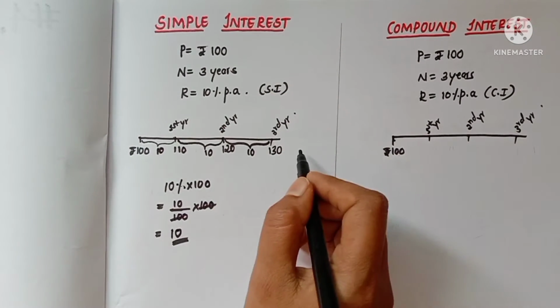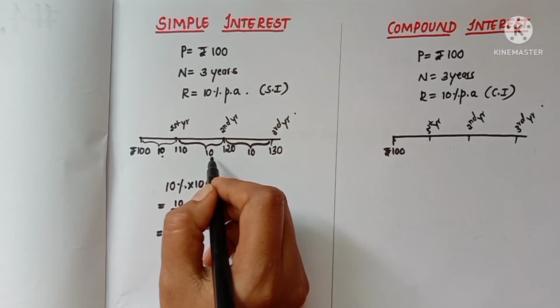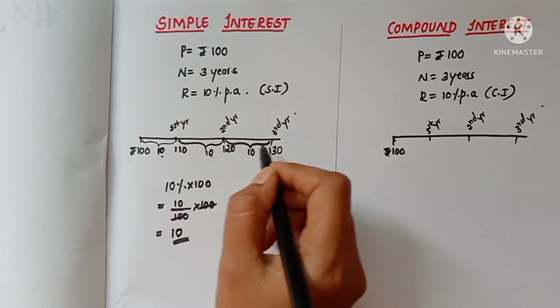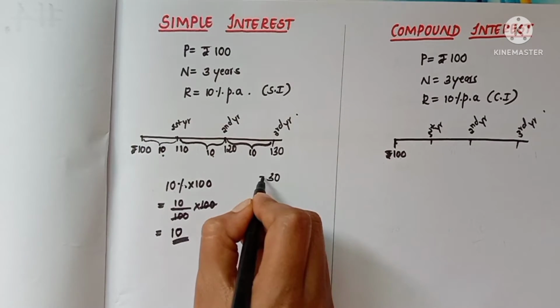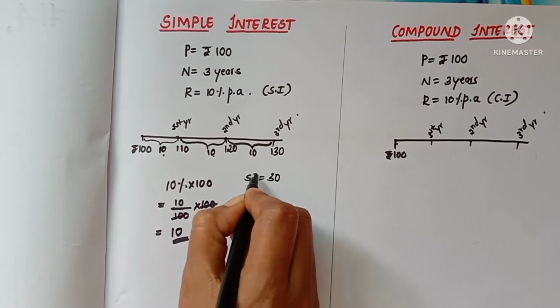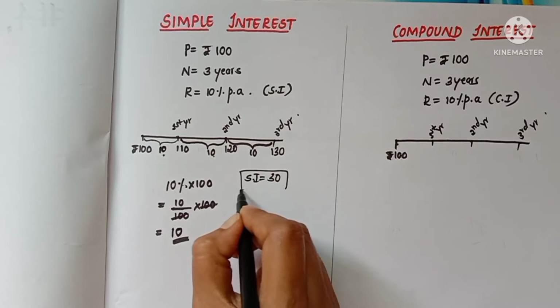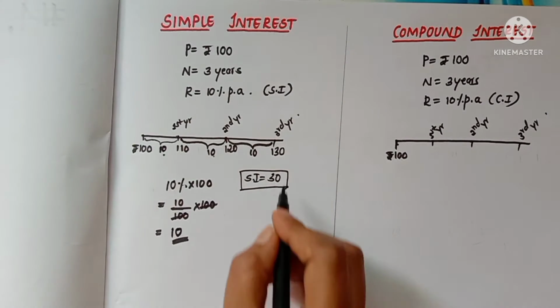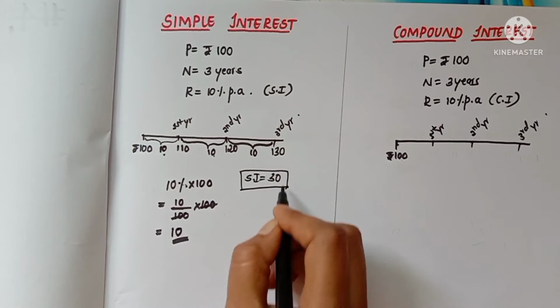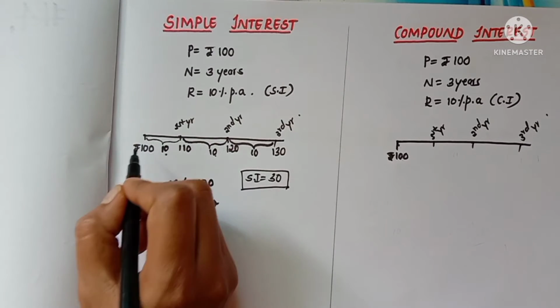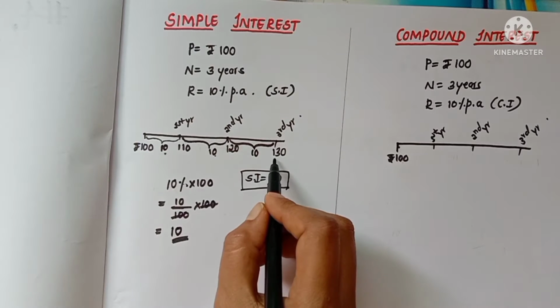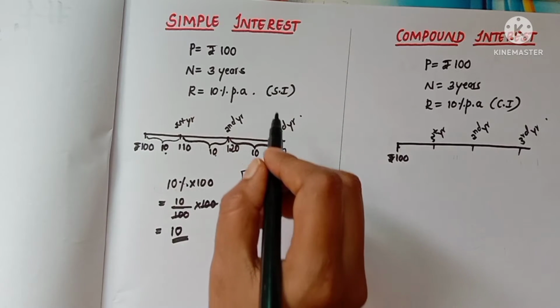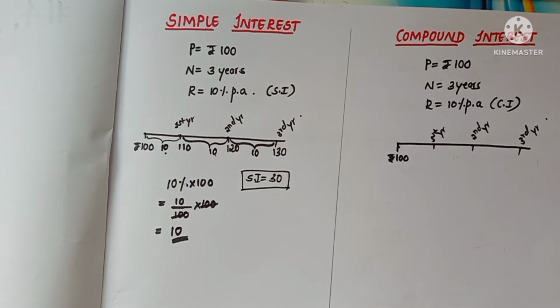What was the interest for the first year? 10. For the second year, it is 10. For the third year, 10. Total interest is 30 rupees. So this is simple interest. So the simple interest is 30 rupees, and the principal amount is 100. So I am going to return rupees 130 after the third year. This is how we calculate the simple interest.